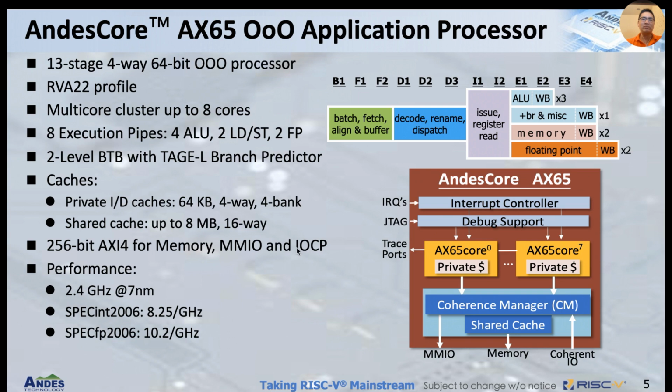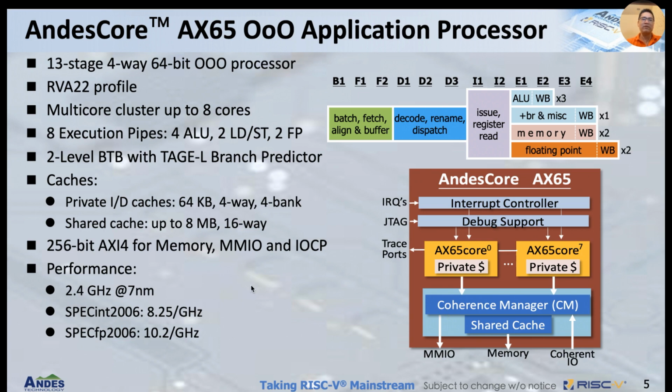It has advanced branch predictor technology with the 2-level branch target buffer and the TAGE-L technology. For the caches, it can support configurable size of per-core private level 1 cache and also a per-cluster shared level 2 cache up to 8 MB. For the bus interface, it supports 256-bit wide AXI4 for the memory-mapped I/O, and an I/O coherent port.